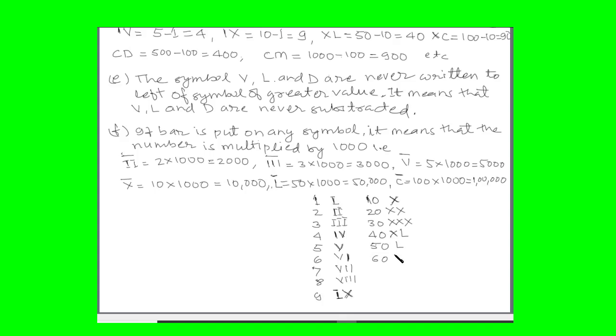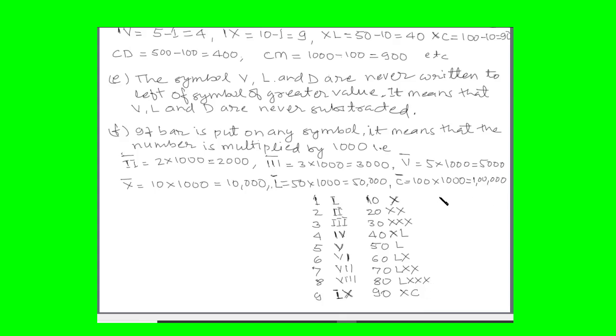60 is LX. 70 is LXX, 50 plus 10 plus 10, 70. 80 is LXXX, 3 times X. And 90 is XC. So 10 and 100. So 100 minus 10 is 90.